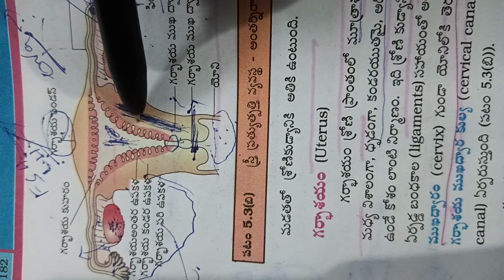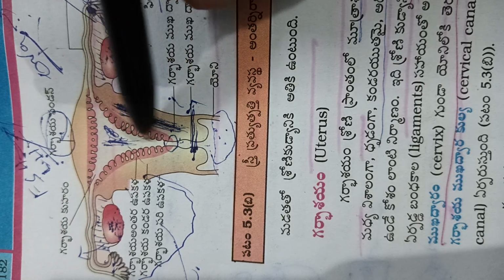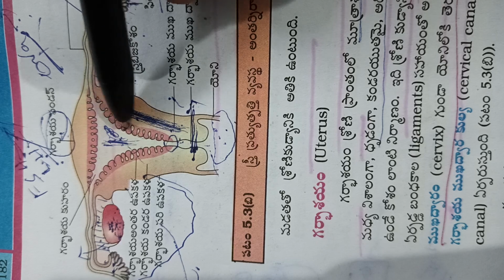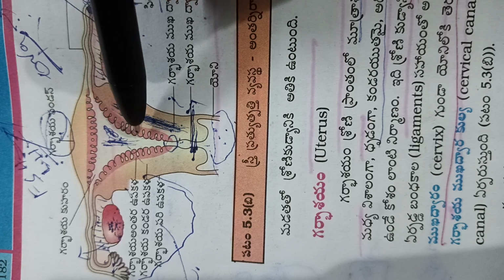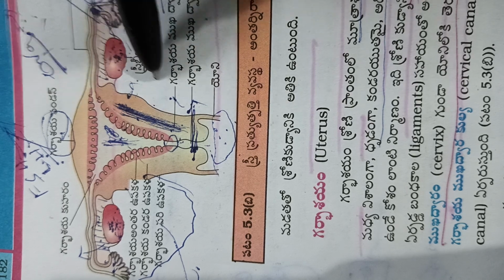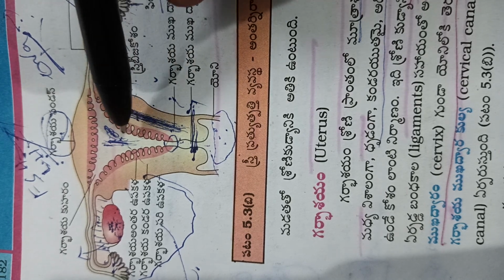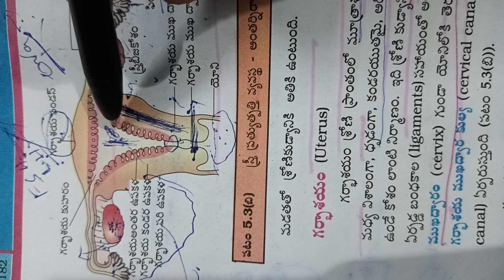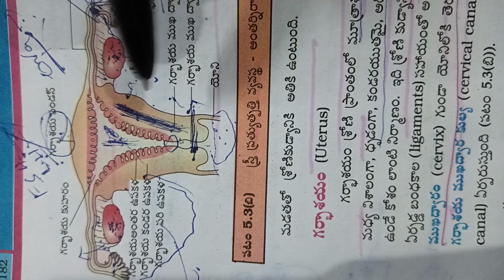labor pains. And next one, the inner side, the glandular layer, is called the endometrium. This endometrium is recycled during the menstrual cycle. So outer perimetrium, middle myometrium, and inner endometrium. These are the three layers present in the uterus.